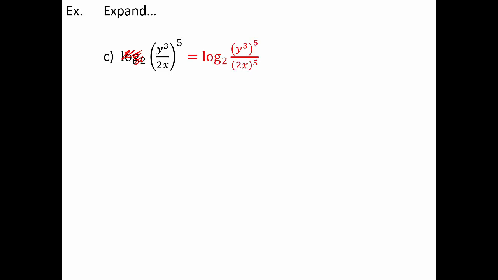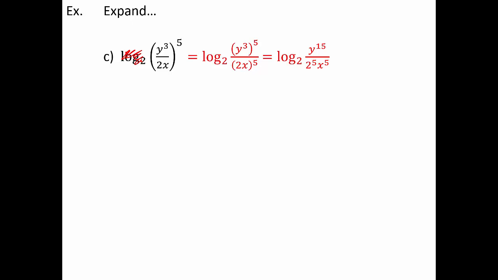So initially, a fraction raised to a power is really a power of the top and power of the bottom separately. So I have y cubed to the fifth and I have 2x to the fifth. On the top, a power to a power is a product, so that will end up being y to the 15th. And on the bottom, 2x to the fifth, remember that's 2 to the fifth and x to the fifth. The power of a product is really a product of powers. Now, of course, 2 to the fifth is 32, but I'm going to leave it as 2 to the fifth because the overall goal here is to expand, and I need to keep in mind that that exponent 5 is eventually going to be brought to the front.